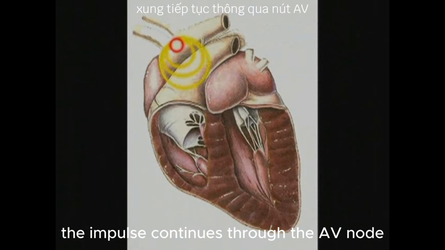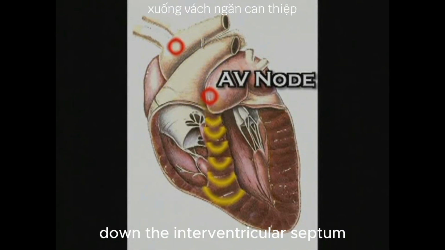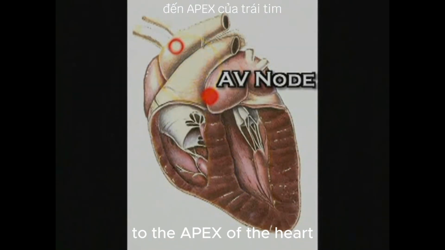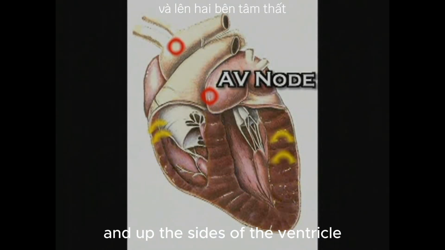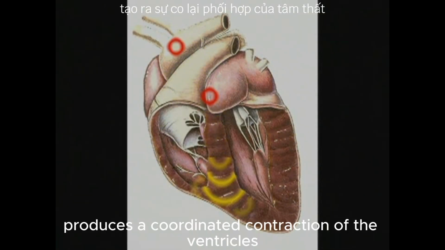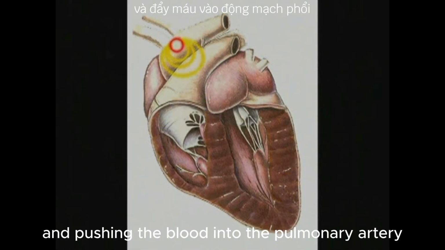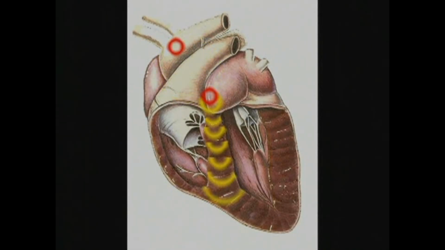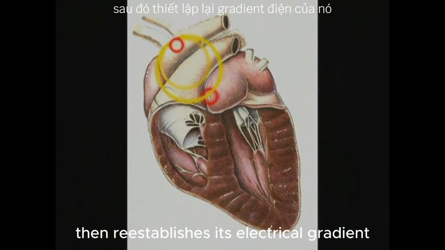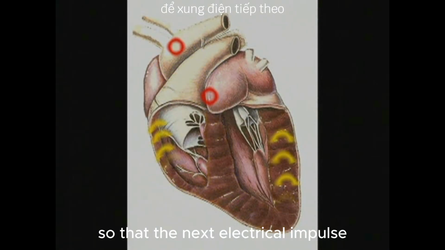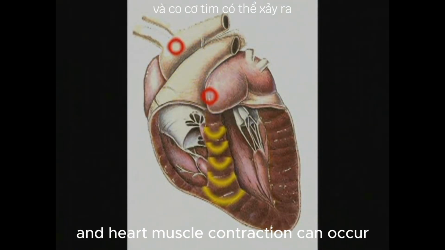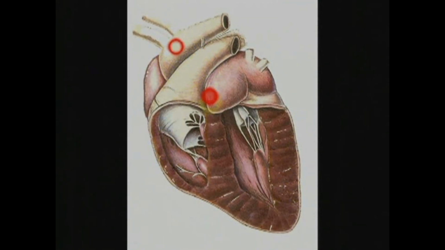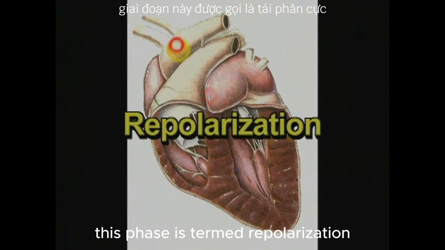The impulse continues through the AV node down the interventricular septum to the apex of the heart and up the sides of the ventricle. This pathway produces a coordinated contraction of the ventricles starting at the apex and pushing the blood into the pulmonary artery and the aorta. The conduction pathway then reestablishes its electrical gradient so that the next electrical impulse and heart muscle contraction can occur. This phase is termed repolarization.